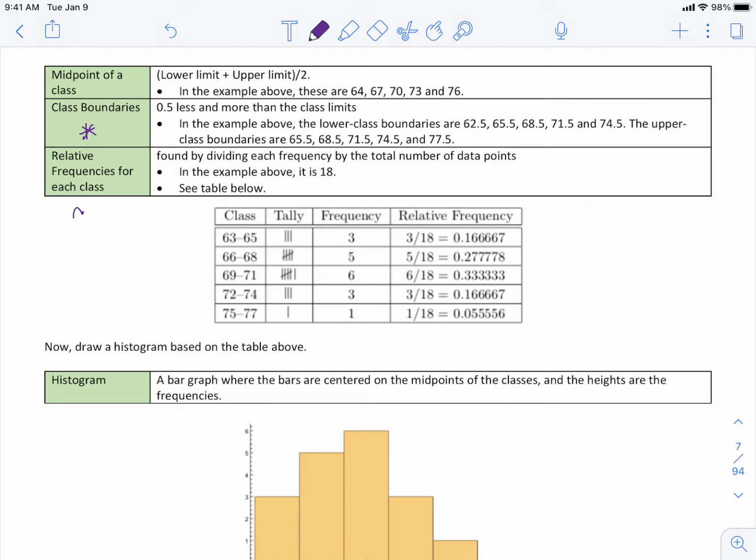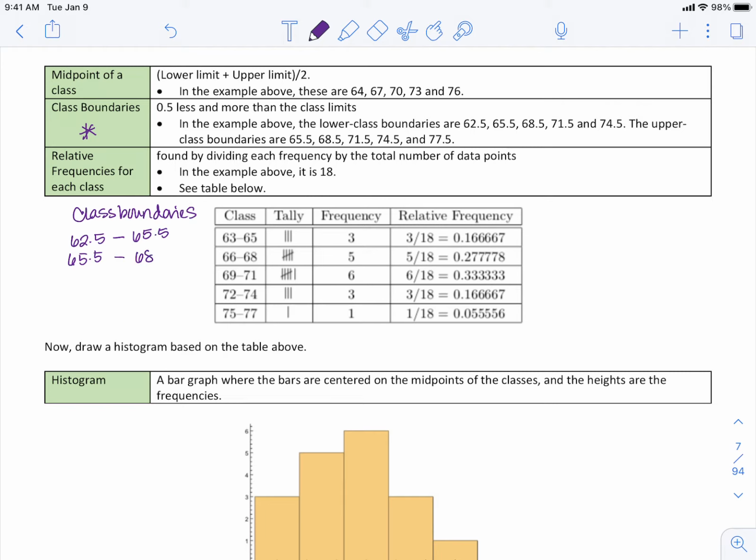So our class boundaries, if I go 0.5 below, this will be 62.5 through 0.5 above is 65.5. For the next one, 66, if I go 0.5 below, we get 65.5. So if you notice the class boundaries, the upper boundary of one class is the exact same as the lower boundary of the next class. Okay, so if you're doing this correct, those numbers should be the same.